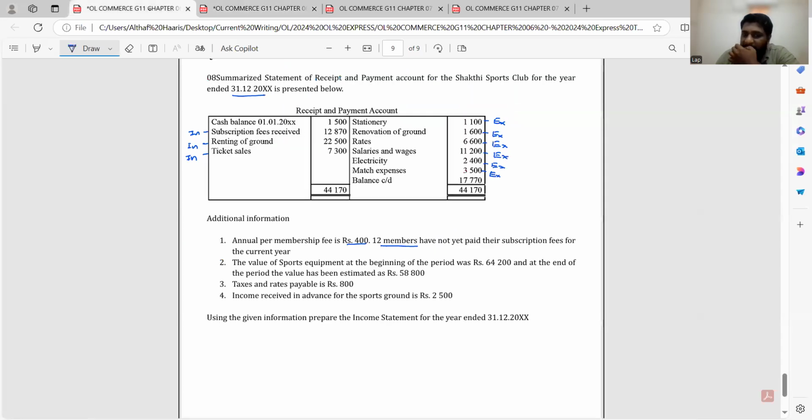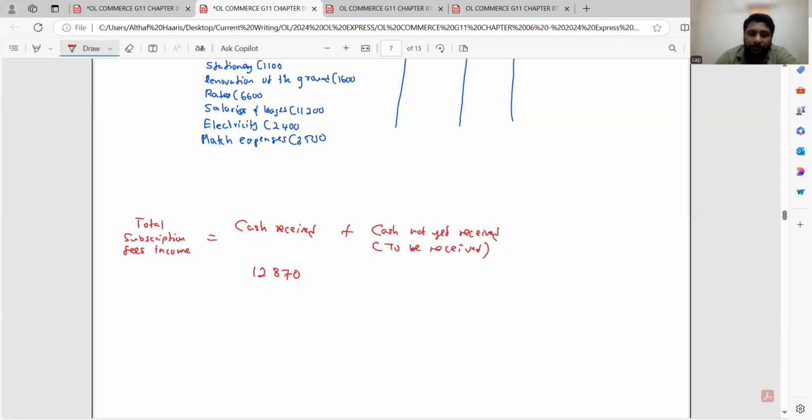And they have given in the question 12 members not yet paid, 400 each. So 400 each. 12 members have not paid yet. Then here 12,870 plus here 12 means 4,800. Then here we are getting a value of 17,670. That is the total income.